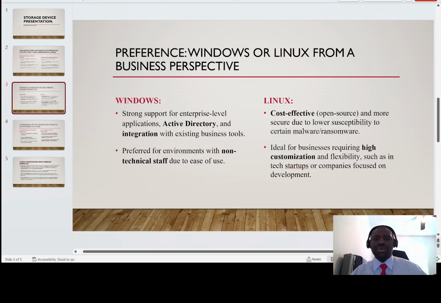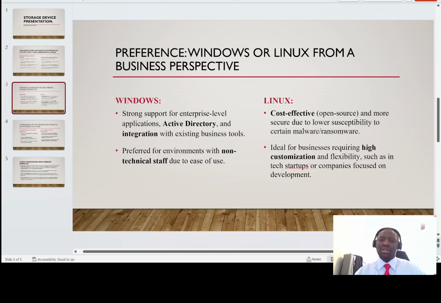Now we will look at Windows or Linux, and why you would choose one or the other. Both of them have their advantages. On Windows, there is strong support for enterprise-level applications, Active Directory, and integration with existing business tools. It is also preferred for environments with non-technical staff due to ease of use.